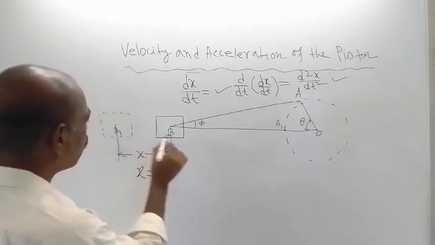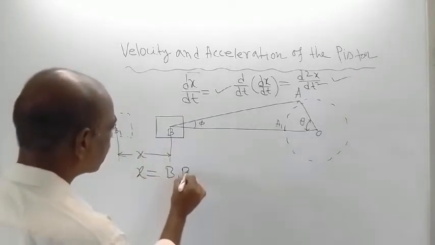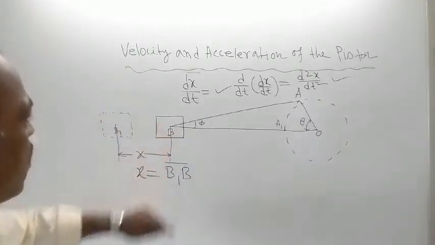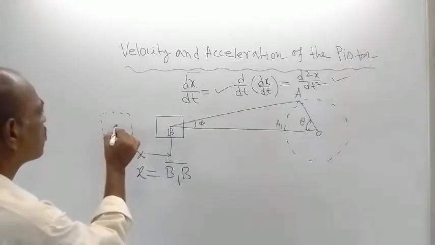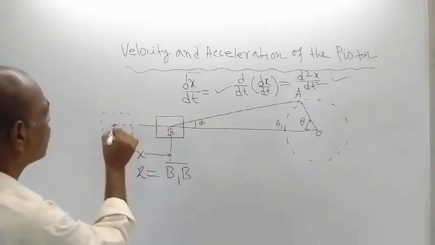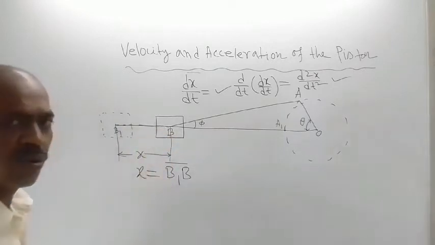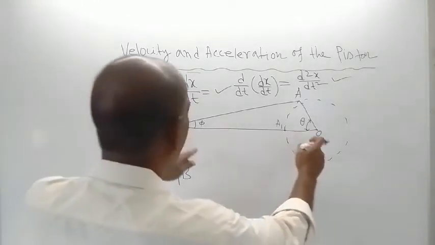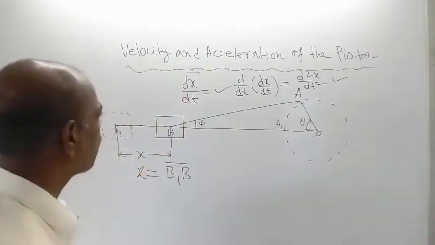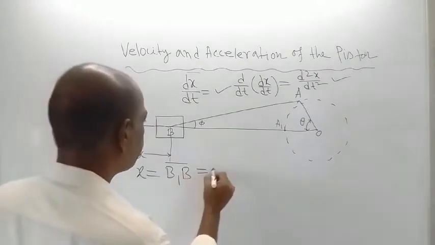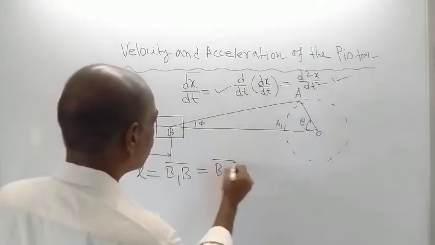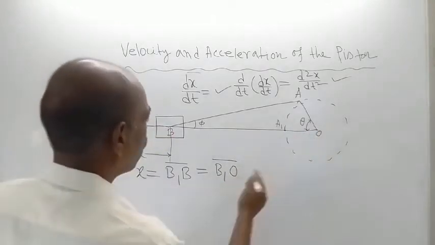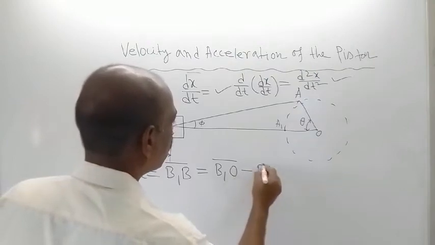This is equal to B1B. Right, this length. X is equal to B1B, from B1 to B. I have not joined. You can join also this length B1B. So x is equal to B1B. This B1B can be written as B1O minus BO. Am I right? B1O, this length from here to here, minus BO.